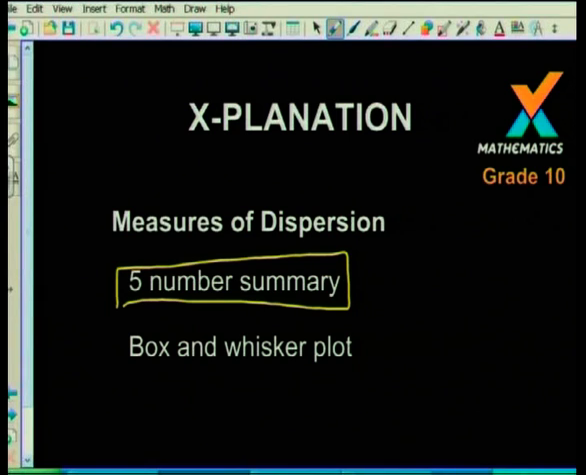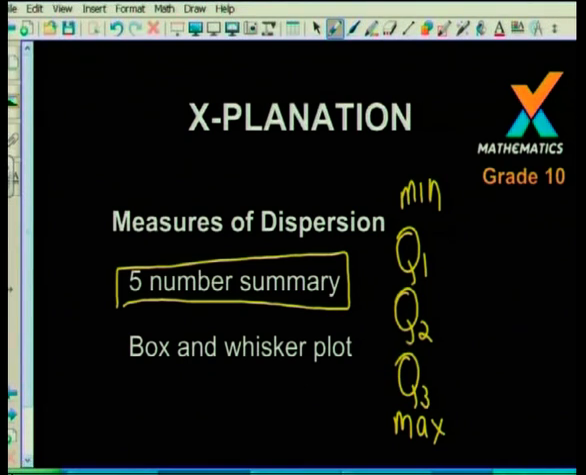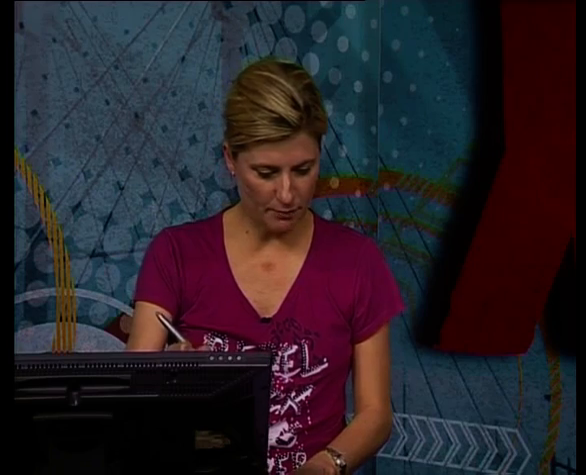Now, the 5-number summary consists of the minimum value in my data set, the maximum value of my data set, Q2, Q1, and Q3. So if I have the values of the minimum, Q1, Q2, Q3, and the maximum, those 5 numbers, then I am able to draw something called a box and whisker plot. Now, we will have a look at a box and whisker plot in a second. Let's have a look at the first question though.